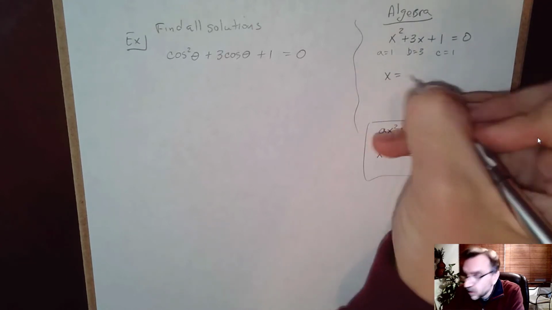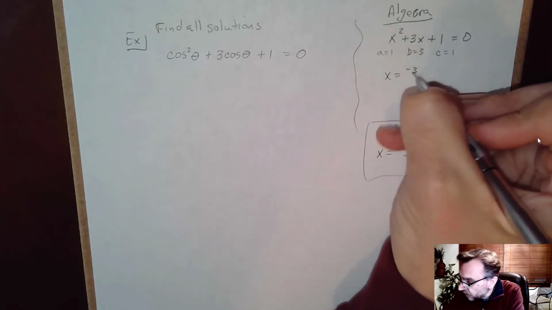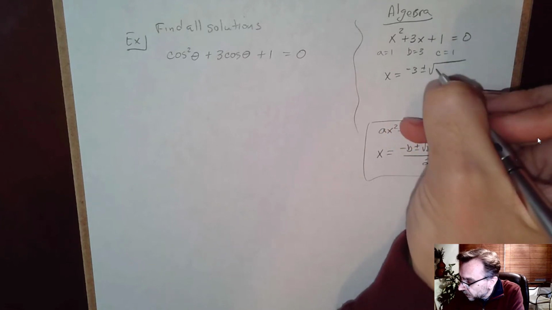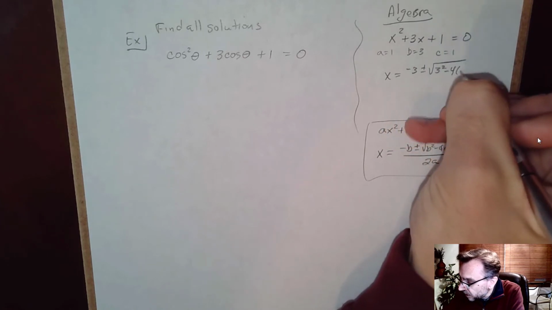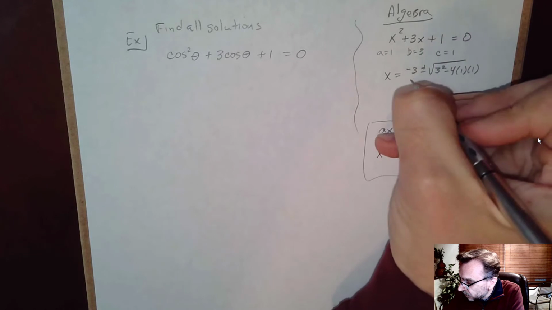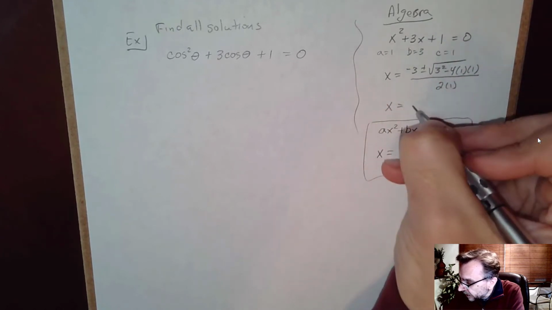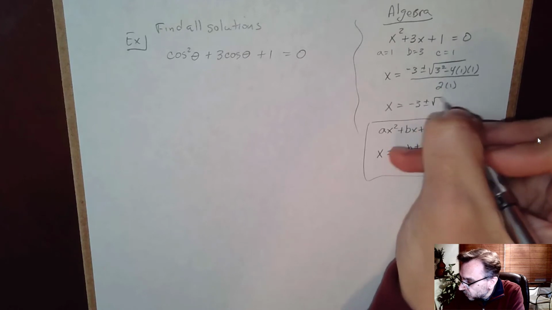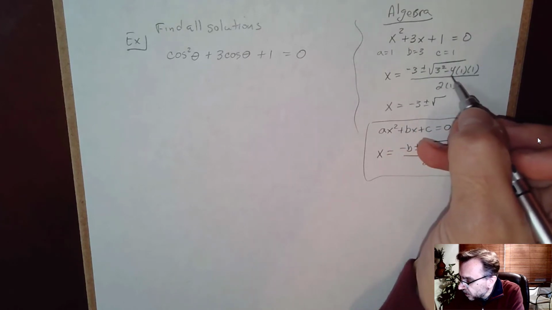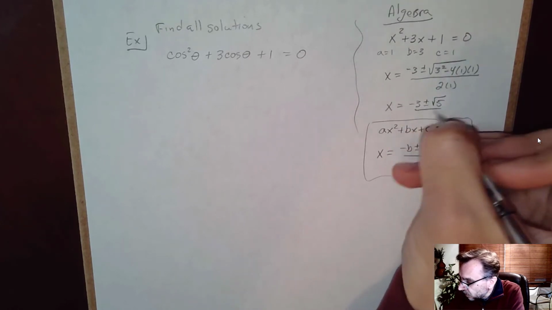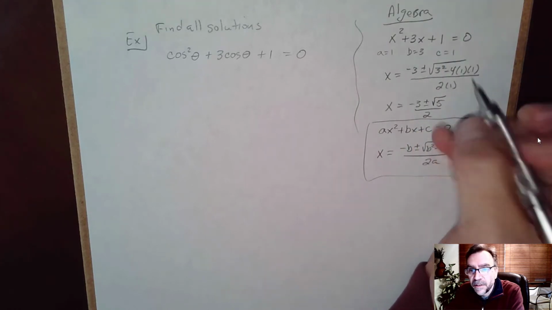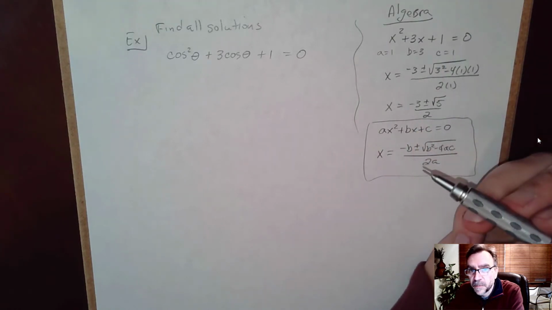And so if I plug into the quadratic formula, I get negative 3 plus or minus the square root of b squared, so 3 squared minus 4 times a, which is 1, and c is 1, all over 2a. All right, and so when I do that, I get negative 3 plus or minus the square root of 9 minus 4, which is 5, all over 2. All right, and there's the two solutions, the plus and the minus.